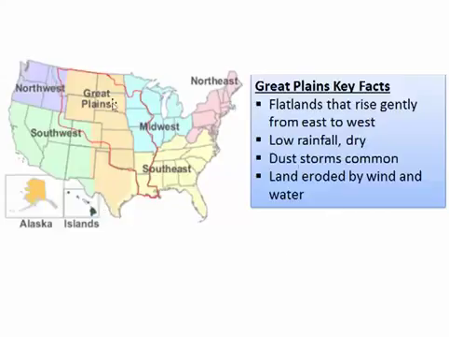Dust storms are going to be common. And when we talk about the Dust Bowl, a severe drought and dust storm happens in this area. And then the land is going to be eroded by wind and water.